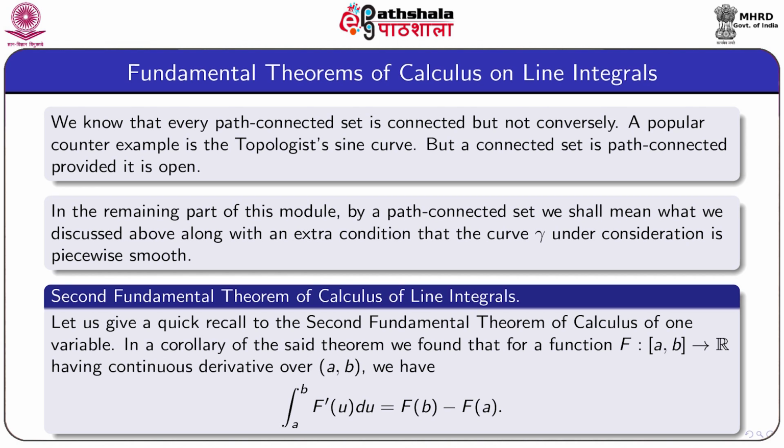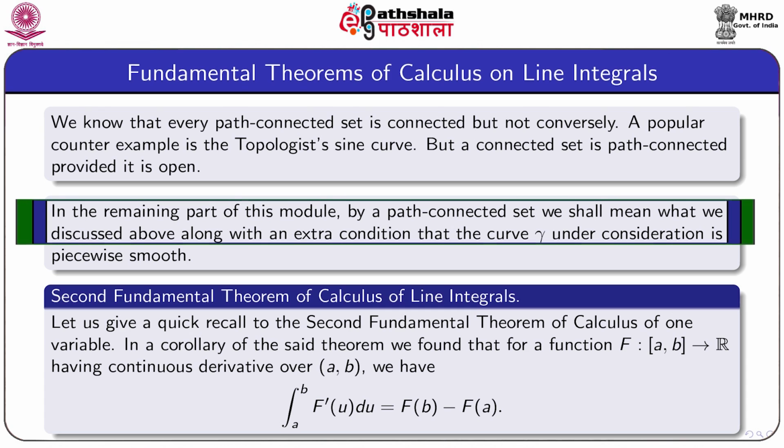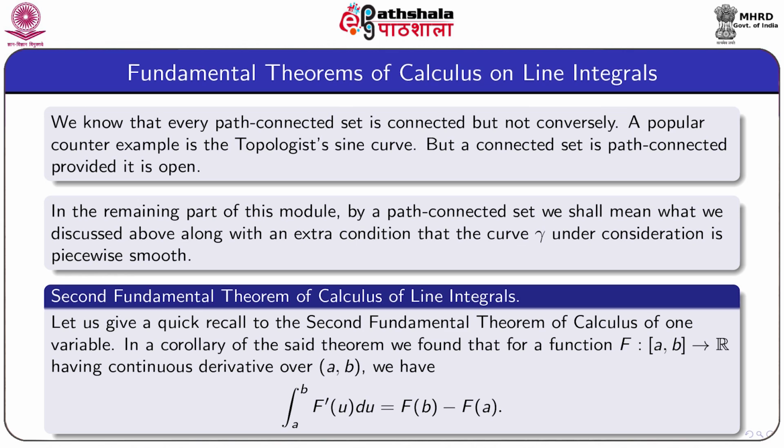We know that every path connected set is connected but not conversely. A popular counterexample is the topologist's sine curve. But a connected set is path connected provided it is open. In the remaining part of this module, by a path connected set, we shall mean what we discussed above, and we shall add an extra condition that the curve gamma under consideration is piecewise smooth.